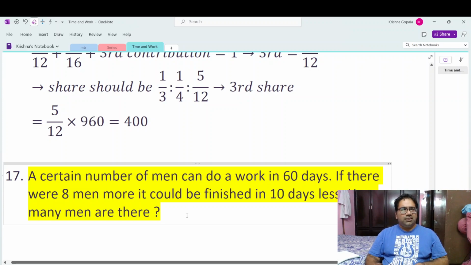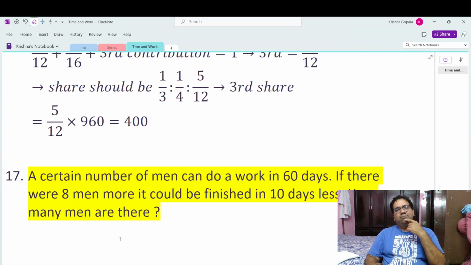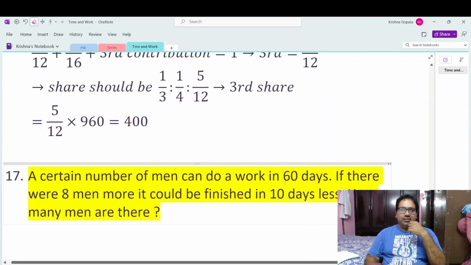Each person, let's say, will take X days to finish the work. So let's say there are N number of people. N into 1 by X is the daily work done by these N people, assuming that each person is able to complete the work in X days. N into 1 by X, N by X. And 60 days are given. 60 into N by X should be 1.